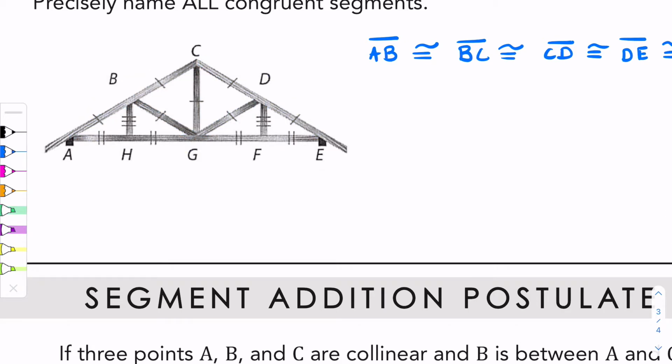Next, highlighting in, let's do purple, I'm going to highlight anything with 2 slash marks. We have a segment here, here, here, and here. That means we have segment AH, segment HG, segment GF, and segment FE as all congruent segments. Labeling them, we would have a statement like this.